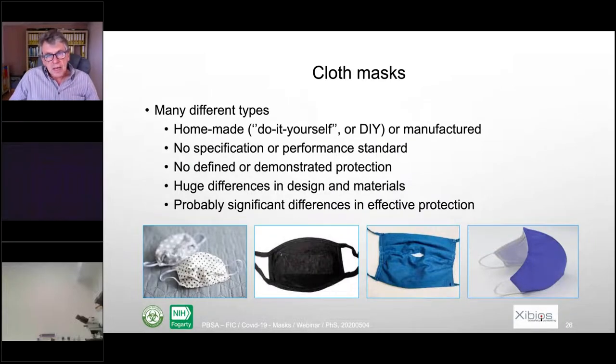Third type of mask, the cloth masks, there are many different types. And of course, one reason for that is that there is no standard, there is no specification and no performance standard that exists. They can be homemade, but more and more are manufactured by different cloth industry. They don't have any defined or demonstrated protection. We cannot say that this mask protects at 75% and this other at 95%. We don't have any idea of that. There are huge differences in design, but also in the materials. And so obviously it's likely that there are major differences in the effective protection.